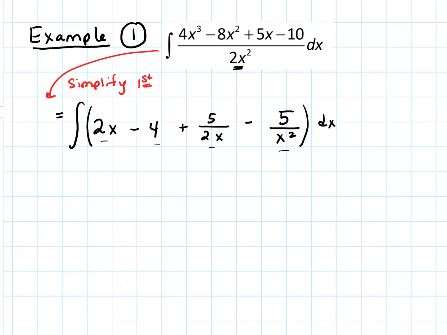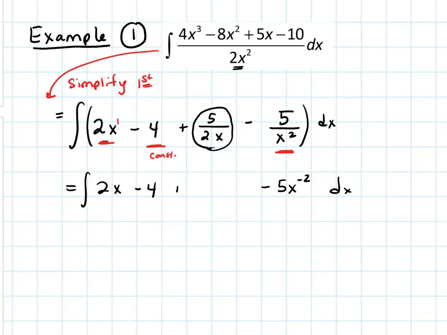Now, we can apply the power rule or the constant rule on all three of the terms I have underlined here. 2x is just x to the first. This is a constant. This one we're going to want to rewrite as 5x to the negative second power. But this term here, actually, I'm going to rewrite that as well. Maybe it'll become a little clearer. This is the one that we cannot apply just the basic power rule to because it's x to the negative first power, or 1 over x.